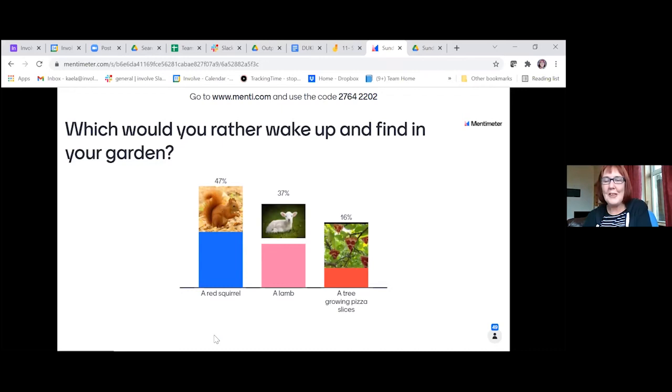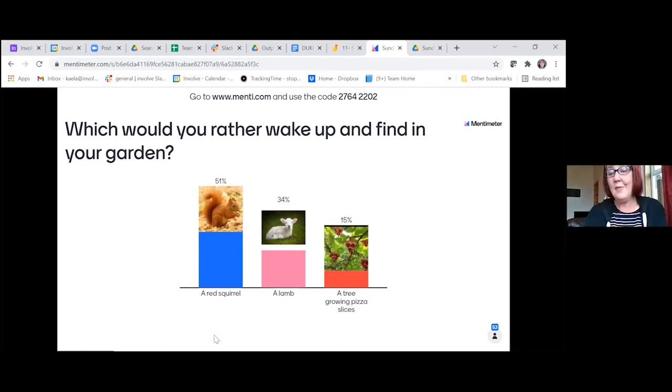A few people are definitely taking their time pondering this one. So you just choose your answer and then hit submit. A few more still to come. Anybody else still needing to answer? Okay. Definitely looking like we've got red squirrel fans in the room, and nowhere near as many people as I imagined who want just a ready supply of pizza in their garden.